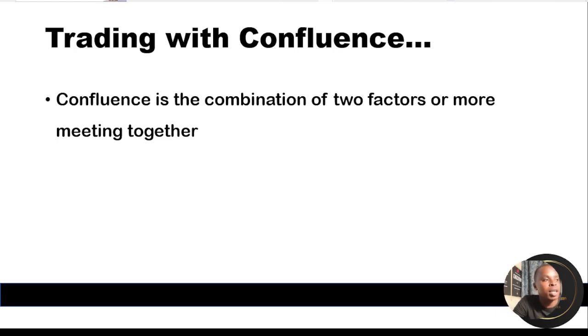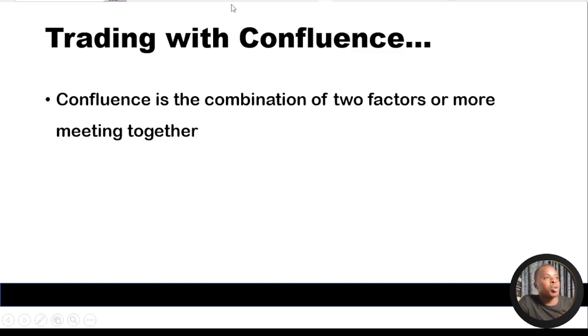So confluence is simply the combination of two or more factors meeting together. For example, let's say we have two rivers that meet together. They form what is called a confluence, and they form a bigger river. So in trading we are talking about 2 or 3 different factors. Maybe you want to trade support and resistance, and you want to combine that support and resistance with Fibonacci, and also maybe you want to look into the RSI or any indicator just to make sure that you have a good setup and you have confluence and confidence in your market, right?